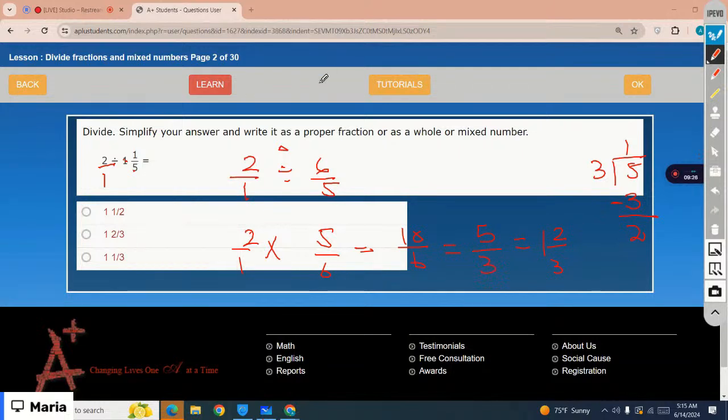Now change the division sign to multiplication and take the reciprocal of the term after. So that would be 5 over 6. Multiply numerators and denominators: 2 times 5 is 10, 6 times 1 is 6. Divide them by the common factor, that is 2. So 2 times 5 is 10 and 2 times 3 is 6. You have 5 over 3. You can divide, the answer is 1 whole 2 over 3.